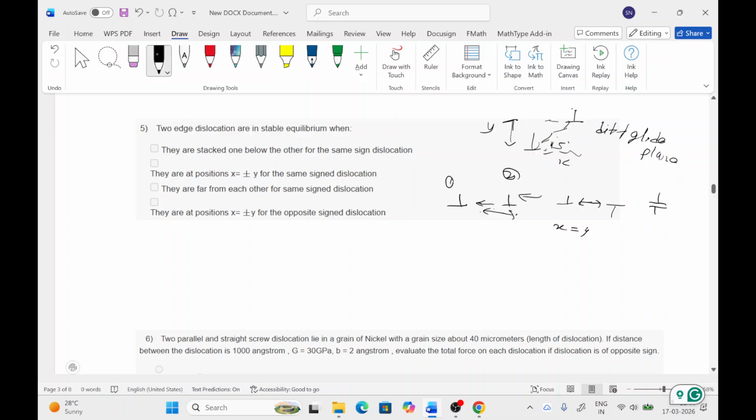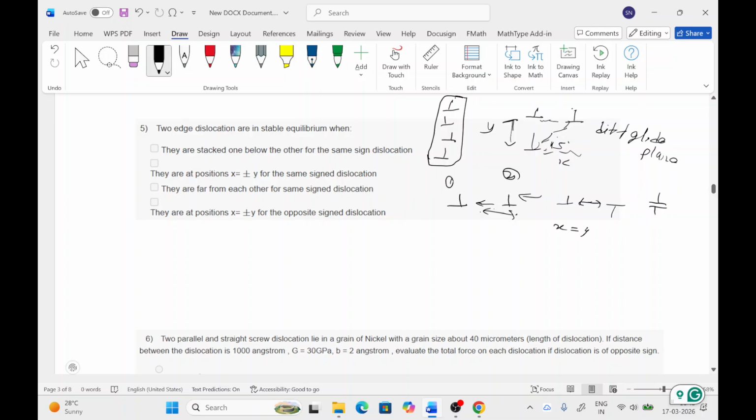But if it reaches just above the first dislocation, then the force applied on the second dislocation will decrease. So this is the stable configuration when two positive edge dislocations come next to each other with different glide planes. So this results in the dislocation array. So this is the stable condition for same sign edge dislocation.